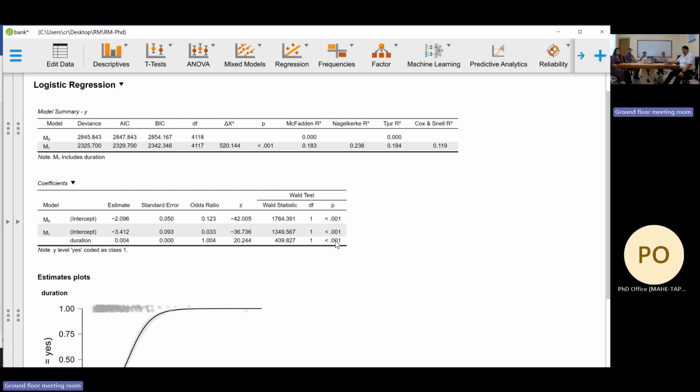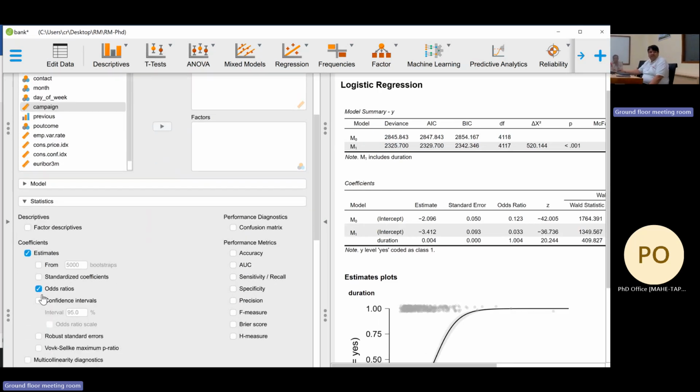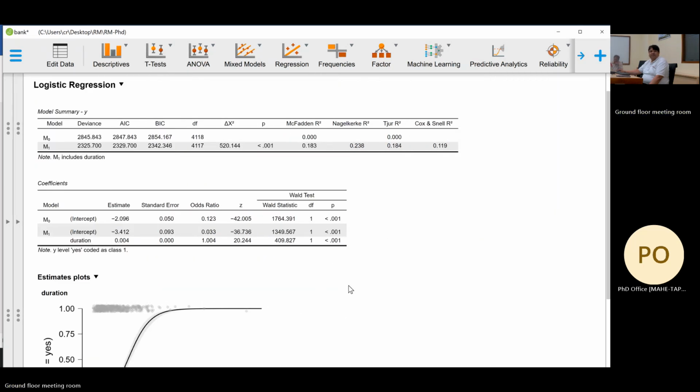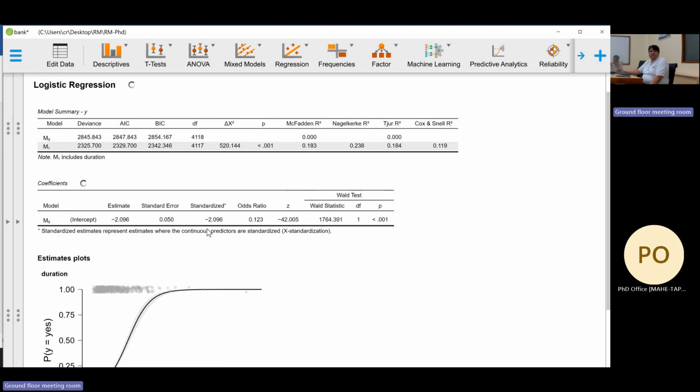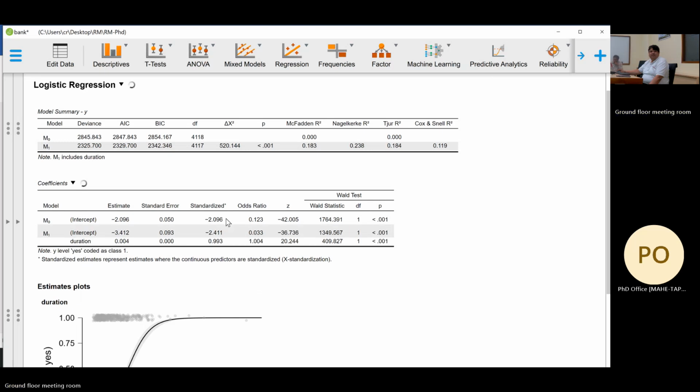And of course, the p-value has the same meaning as before. If you want to compare the variables, you have to use the standardized coefficients. You check that and you get the standardized coefficients here. Of course, we have only one variable right now. The standardized coefficient is different from the odds ratio, so don't get confused. This is the unstandardized estimate, this is the standardized estimate.